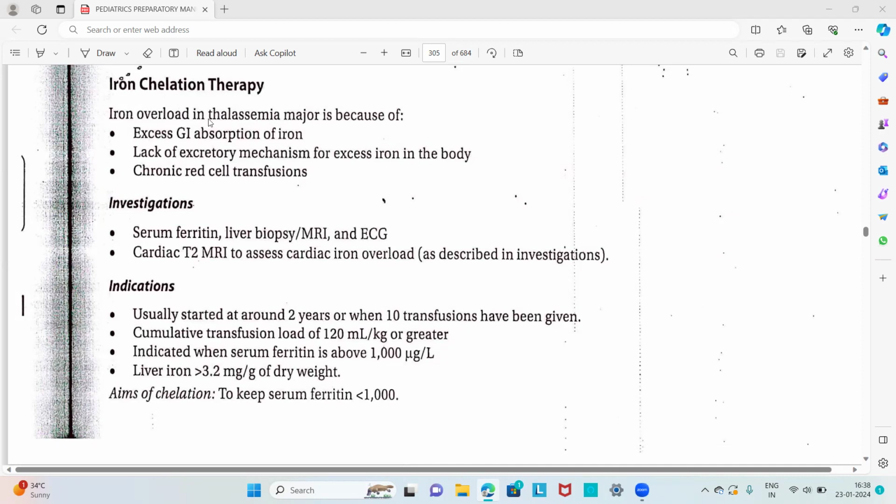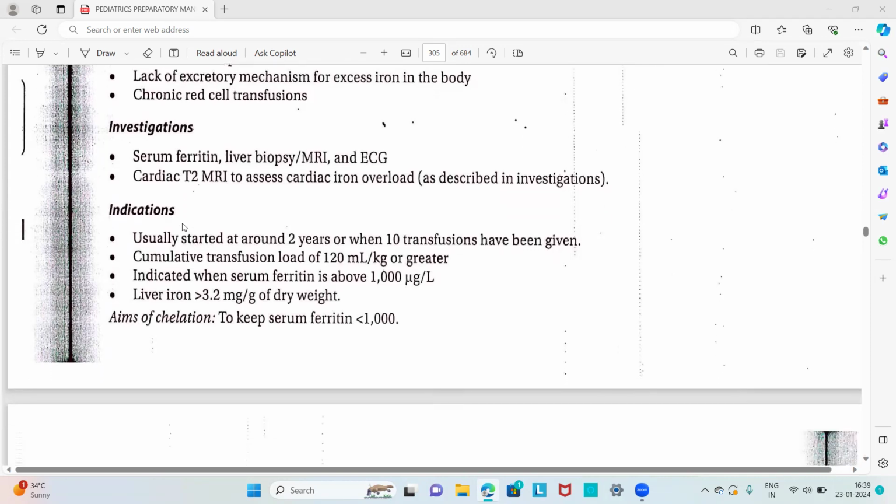Iron overload in thalassemia major is because of excess GI absorption of iron, lack of excretory mechanism for excess iron in the body, and chronic red cell transfusion. So in this condition, we have to give the iron chelation therapy. Investigations before are serum ferritin or liver biopsy, MRI and ECG, and cardiac T2 MRI to assess the cardiac iron overload. Before beginning the iron chelation therapy, we have to go for these investigations.